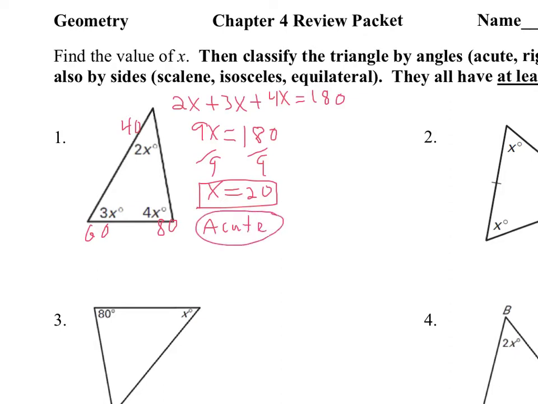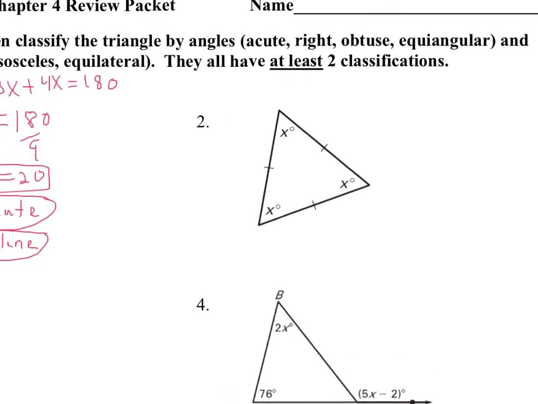Now, they don't tell us anything specific about the sides, but in the very last lesson of this chapter, 4.7, what we learned is that if some of the angles are the same, that means some of the sides will be the same. In this case, none of the angles are the same, so that means none of the sides will be the same. So I do know for sure that this is a scalene triangle, that none of the sides are the same. All right, let's look at number 2.